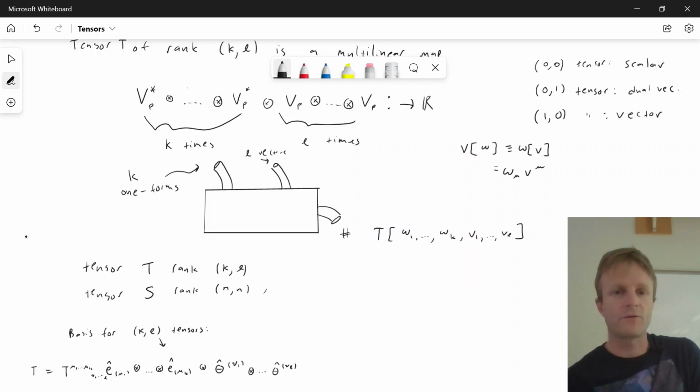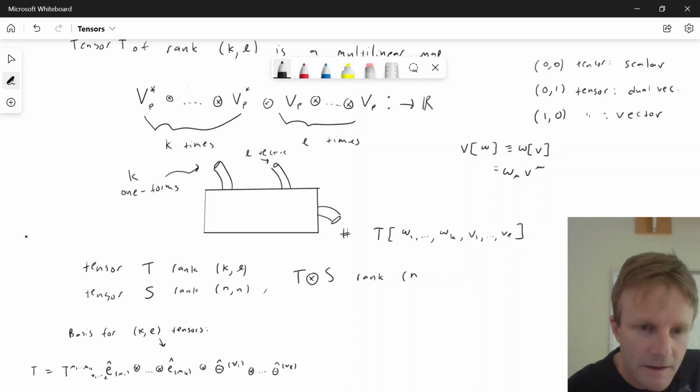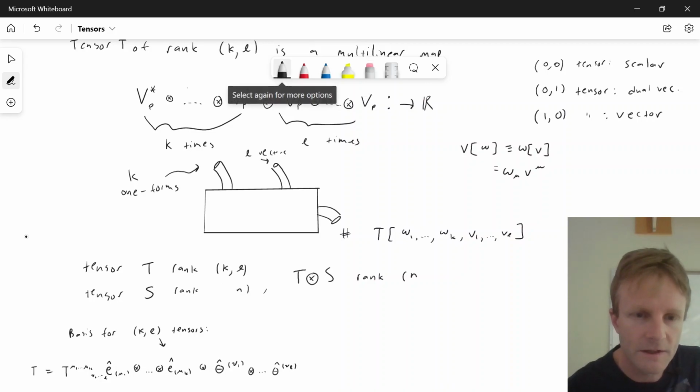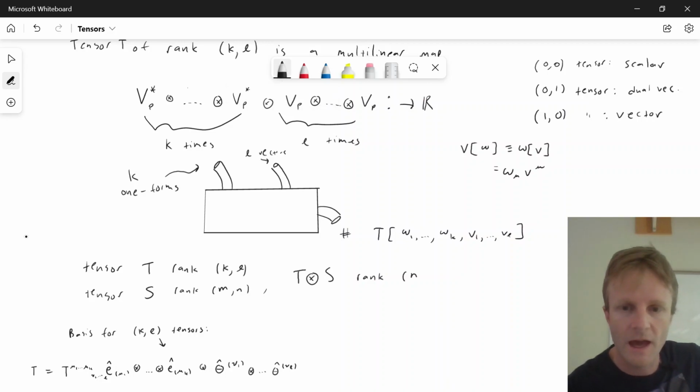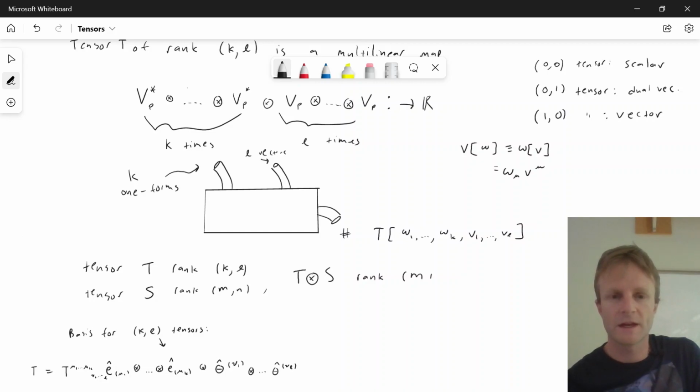then we're going to define the tensor product, T tensor S, and that's going to have rank, you just add them together. That's supposed to be an M. And again, so it's very clear, that's supposed to be a tensor of rank M plus K, N plus L.